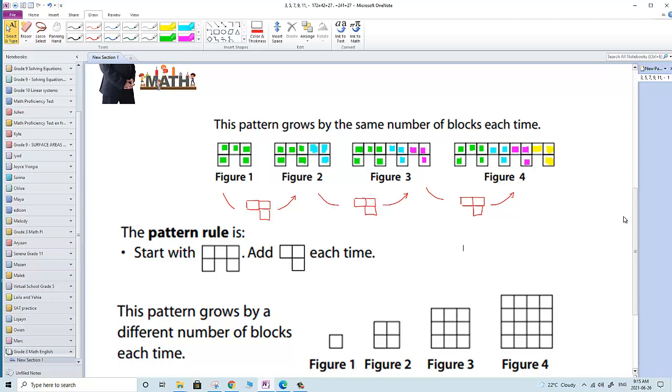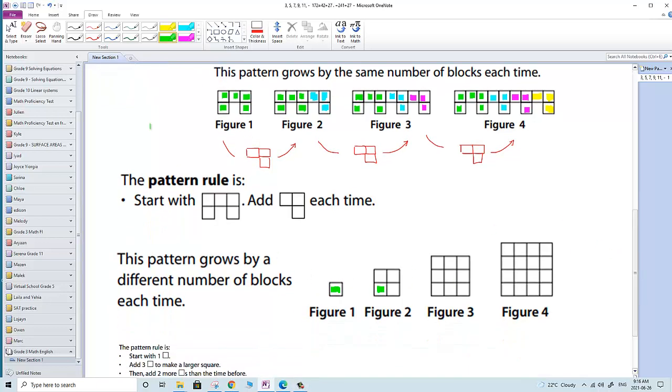So I have here a pattern that grows by a different number of blocks each time. Let's see, I'm not sure. Figure number 1 is 1 block in green. If I want to relate it to figure 2, I can see the same block here. But after that, I notice something, that they add 3 blocks: 1, 2, and 3. So that means if I'm going from figure 1 to figure 2, I am adding 3 blocks this way to get figure 2. Let's see now figure 2.